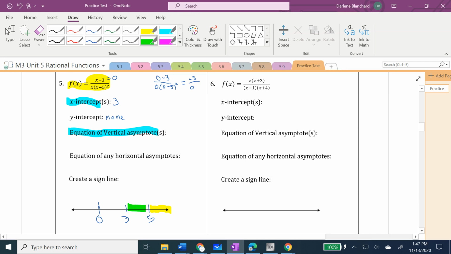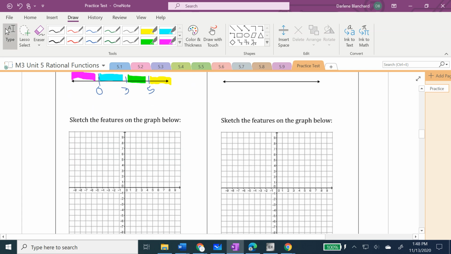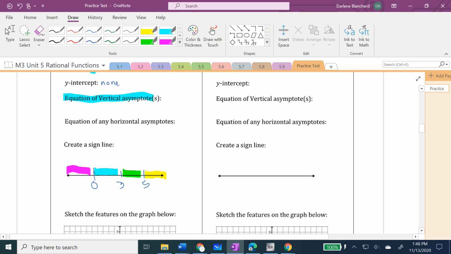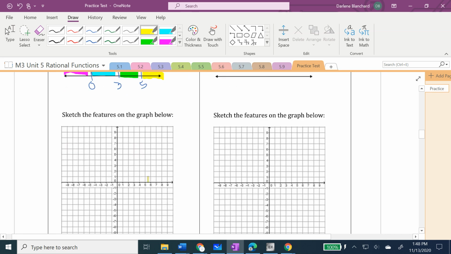And you can do one test number at a time. And this will tell you where the graph is above the x-axis and below the x-axis. It can help sometimes to shade what that means. So for example, if I plug a number greater than 5 in, I'm getting positive. That tells me that when x is greater than 5, I only get to exist above the x-axis.